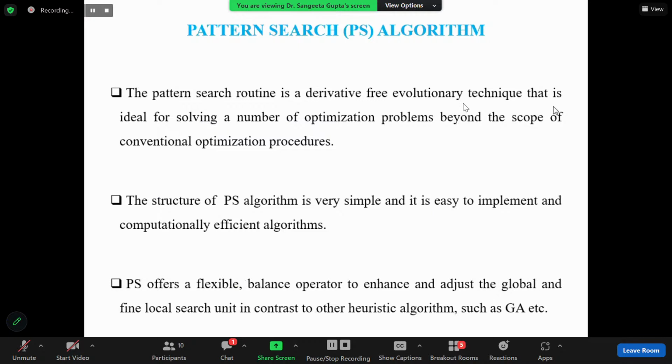Now the pattern search will be discussed by Dr. Saket Gupta. Hello, am I audible? Hello. Yes, you are. Hello. Yes.